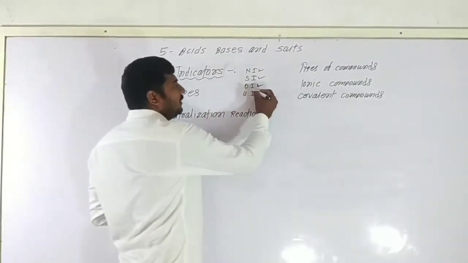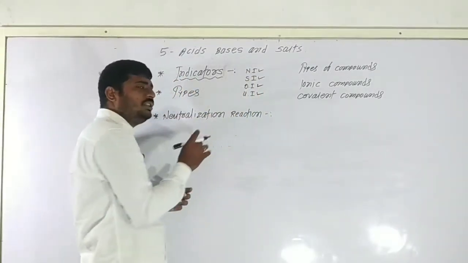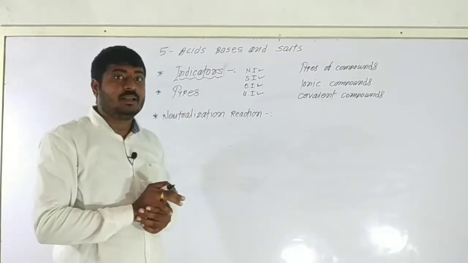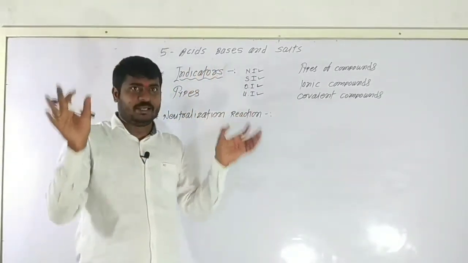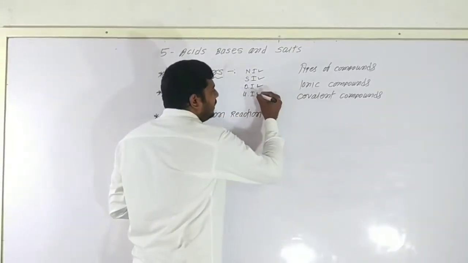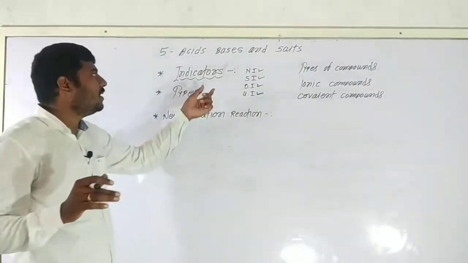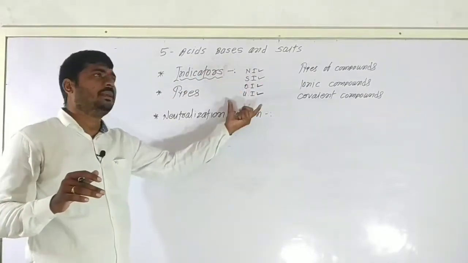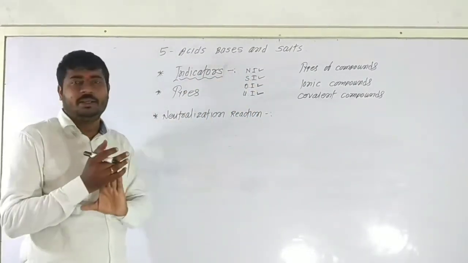Then the fourth one, the universal indicator. Which indicator is called a universal indicator? The mixture of all indicators is called a universal indicator. Okay, this is all about the indicators and types of indicators.